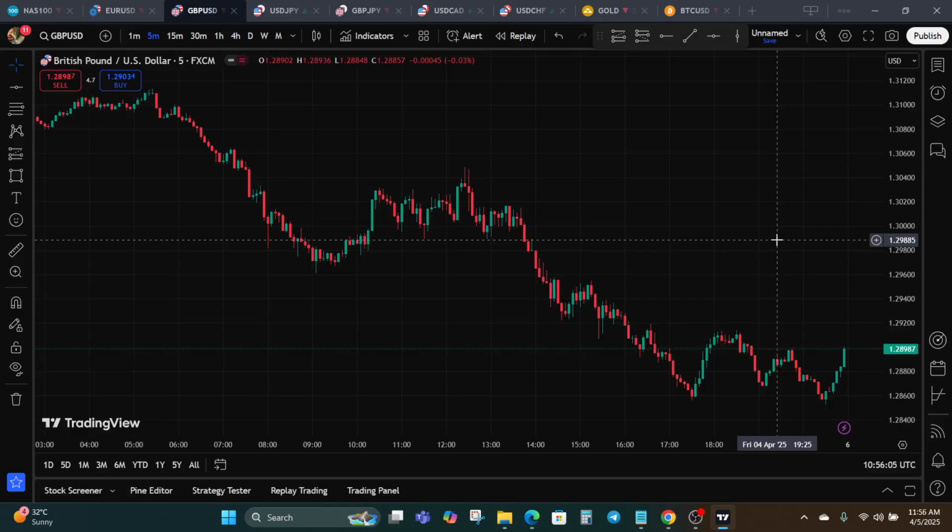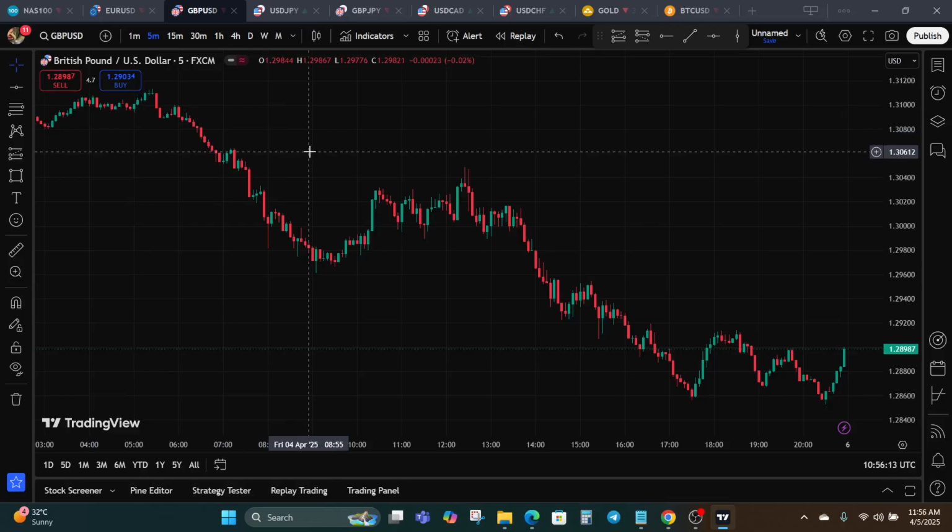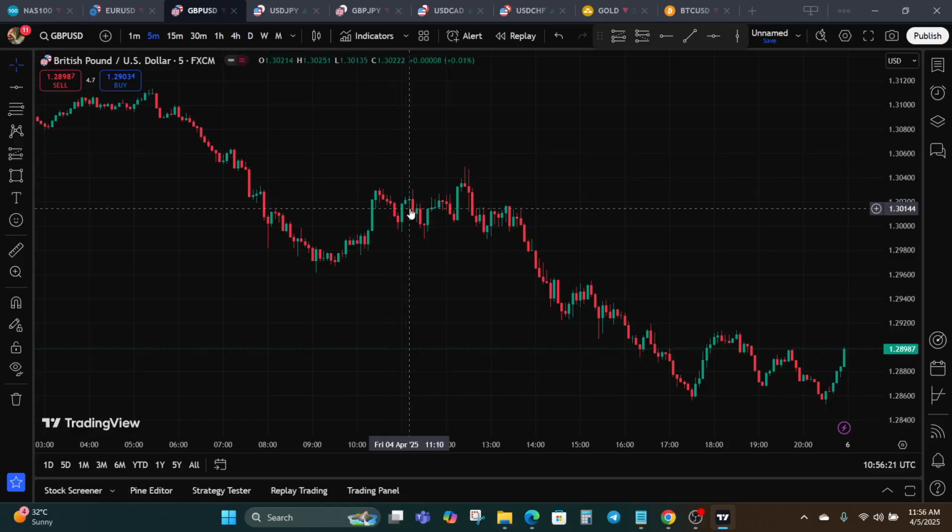We're going to be talking about the best 5-minute moving average strategy. This strategy is perfect for those who want to take advantage of short-term market movements while keeping things simple. By using moving averages on a 5-minute time frame, you can make quick decisions and spot trends as they form.